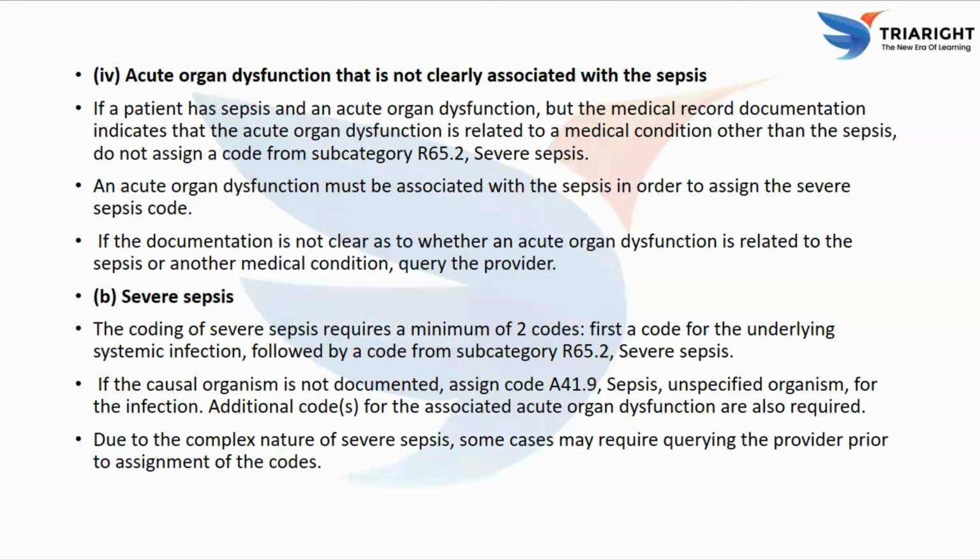So what are the organ dysfunction codes? Acute kidney failure is N17.9, acute respiratory failure is Z96.00, and encephalopathy is Z93.40. These are the ICD codes for the organ dysfunctions. These are some of the examples of the codes.